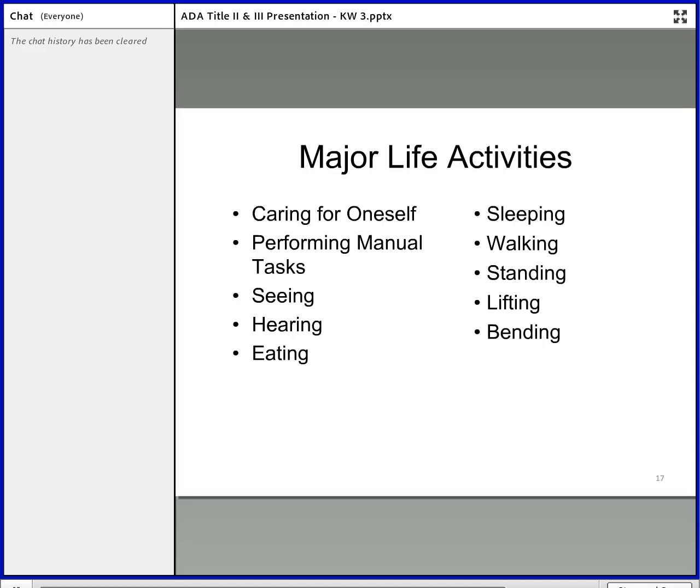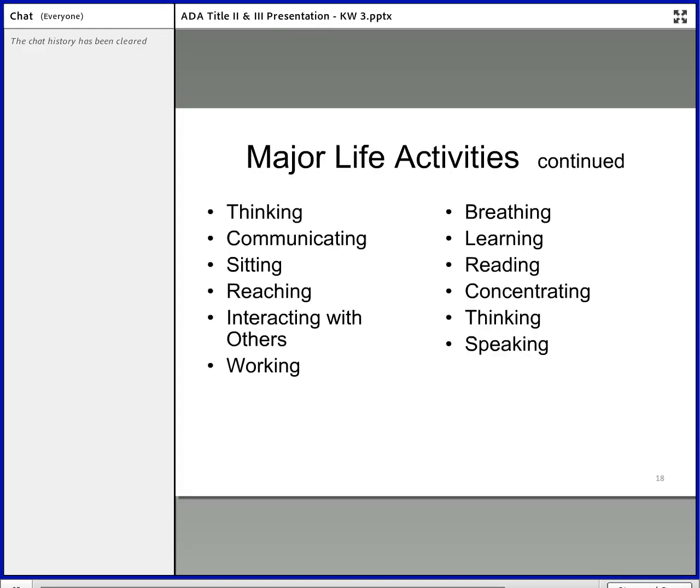Major life activities: caring for oneself, performing manual tasks, seeing, hearing, eating, sleeping, walking, standing, lifting, bending. I think of my morning routine, and there's probably like 10 of those things that I do just getting up in the morning and on my way. Next. And then thinking, communicating, sitting, reaching, interacting with others, working, breathing, reading, concentrating, thinking, speaking. So again, a very broad scope in terms of what is a major life activity.